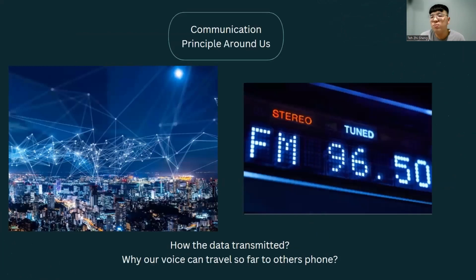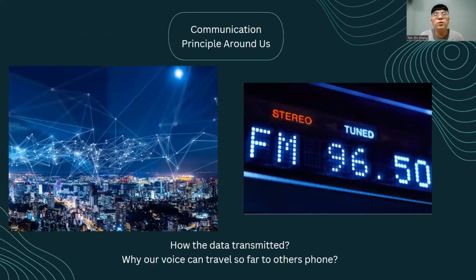And what is communication principle? Actually, communication principle exists around us. Do you ever wonder how our voice can be transmitted through a phone to a friend's phone far away, and how the data can be transmitted? I believe you have heard about FM 36.5, FM 37.6, the radio stations. What is meant by FM, and how can the radio station transmit the information through the air to our car or our radio, and how can our radio catch the information and deliver what we want to listen to?